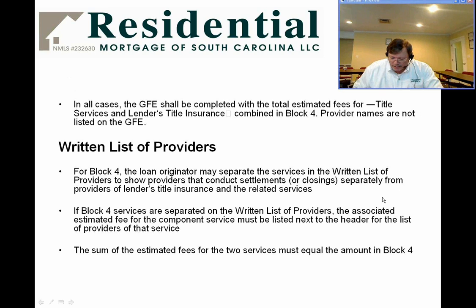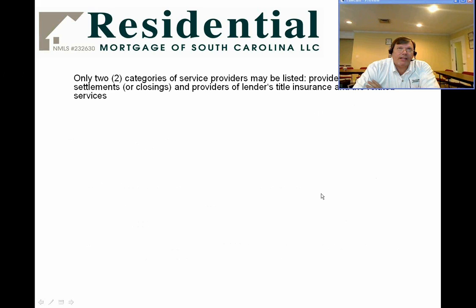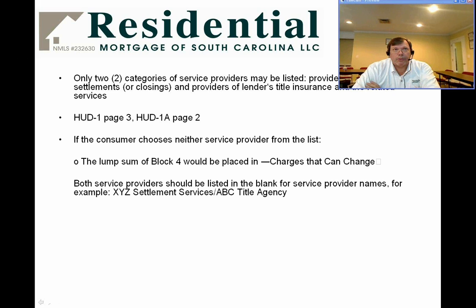So we go to the next page, which would be page 5. There's a few things on here I really want to bring your attention to, mainly the very first one. Only 2 categories of service providers may be listed: providers that conduct settlements or closings, and providers of lenders, title insurance, and related services. And then at the bottom part, it'll say the service provider was chosen from the written list.